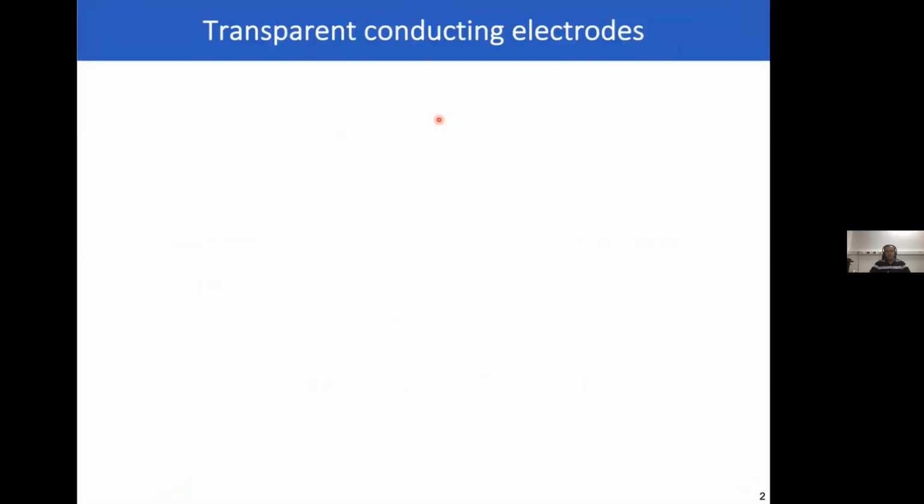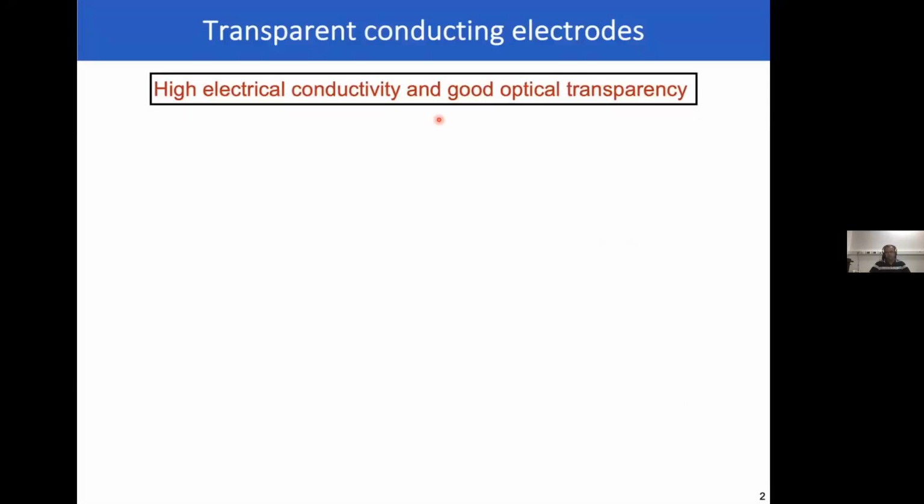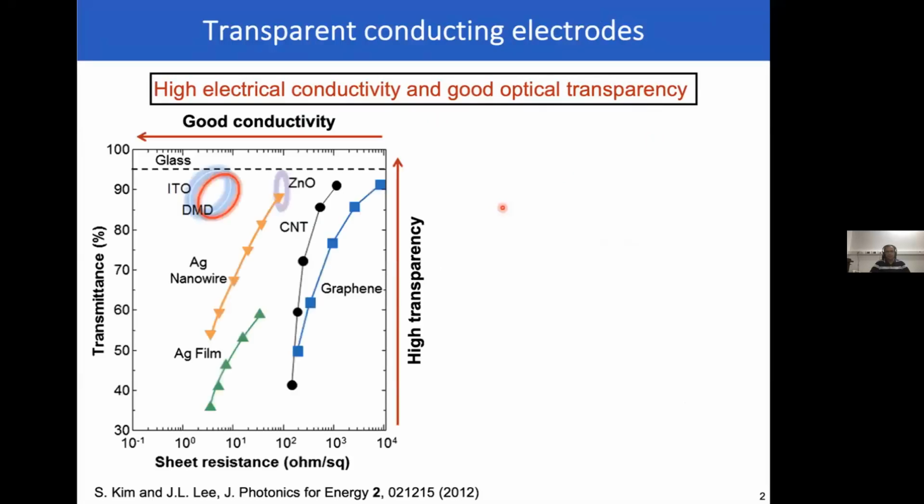Now, the reason why we got interested in silver nanowires is because we are interested in transparent conducting electrodes. So it just simply means we want films that have good electrical conductivity, but at the same time, they also have good optical transparency, so I can actually see through them.